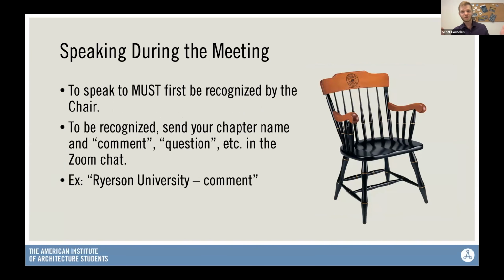So let's talk about speaking during the meeting, which was a question that we had. As I said before, you must be recognized by the chair in order to speak. That's not just because I'm power hungry, it's because of parliamentary procedure and making sure that everything's going smoothly and we're being organized. So in order to be recognized to speak during a discussion, you will just need to type your chapter name and comment or question in the Zoom chat. And now that I go through this again, you don't necessarily need to put your chapter name for this part because I'll be able to read it. But go ahead and send comment if you have a comment, question if you have a question, which y'all have been doing amazing at already in the Zoom chat.